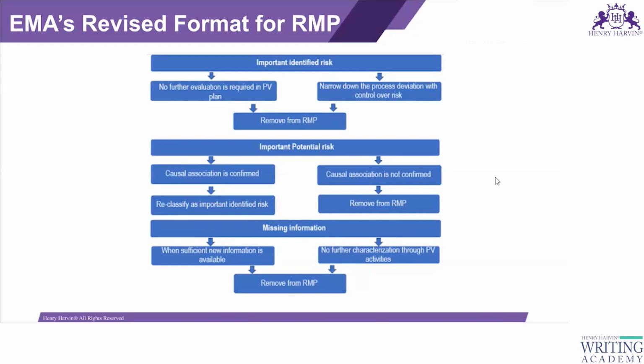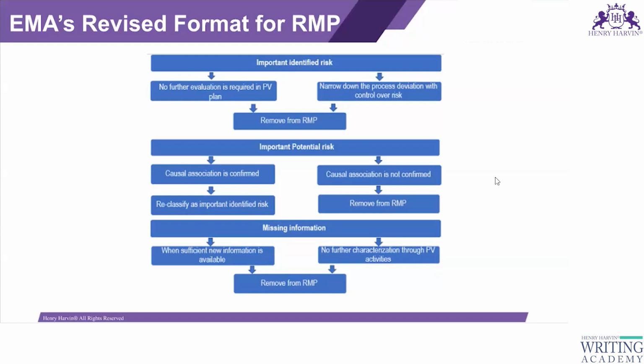So then narrow down the process deviation with control over risk, or in case we know that this risk is associated with the use of the drug, but now this risk can be subsided by introducing any new medication along with this combination. Suppose, for example, it is known that antibiotics lead to acidity or acid reflux. Along with that, the doctors can prescribe an antacid, so that will not happen. So now we have control over that risk. Okay, so in that case, that risk will be removed from the RMP.